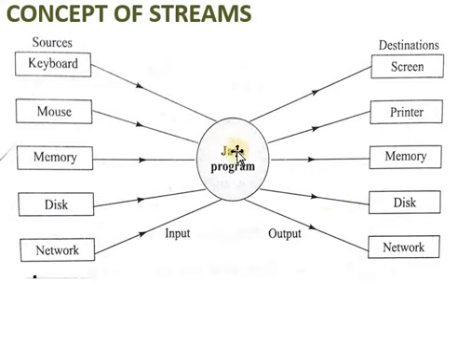So here there is a Java program at the center. This program is taking input from various sources. It may be one source or a combination of more than one source. Based on the type of program and the type of system, the input may be from the keyboard, or from the mouse, or from the internal memory, or from the secondary disk, or from the network.